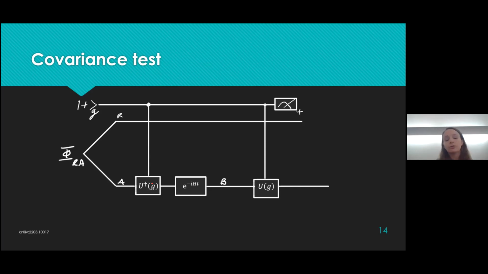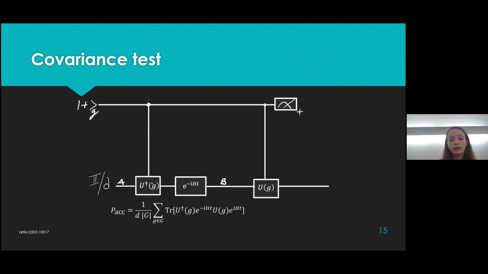And we can further simplify this by noticing that nothing is happening now on our reference register, and so we can effectively trace it out. And if you trace out half of a maximally entangled state, what you get in the end is a maximally mixed state, which is indicated here by identity over D, where D is the dimension of your state.